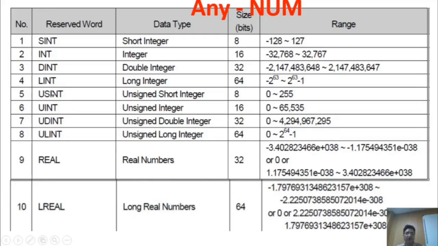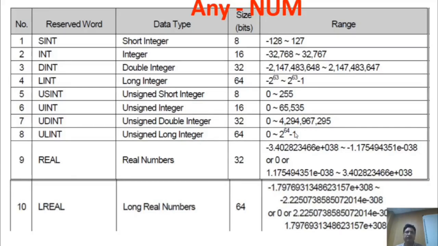Unsigned short integer is a data type without a sign, which is 8-bit and can store values from 0 to 255. Unsigned integer can store values from 0 up to 65,535. Unsigned double integer can store values from 0 up to 4,294,967,295. An unsigned long integer is a 64-bit data type that can store values from 0 up to 2 to the power of 64 minus 1.